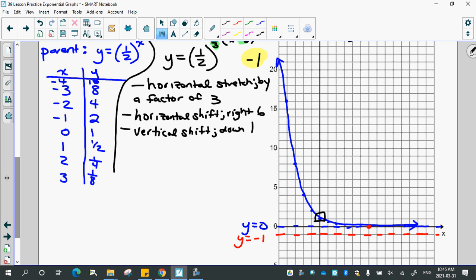The next one I want to move is this one. So horizontal stretch by a factor of 3. So I'm 1 away from the y-axis. I'm going to be 3 away on this side. Then a horizontal shift to the right 6. 1, 2, 3, 4, 5, 6. And down 1. So I'd be right here.